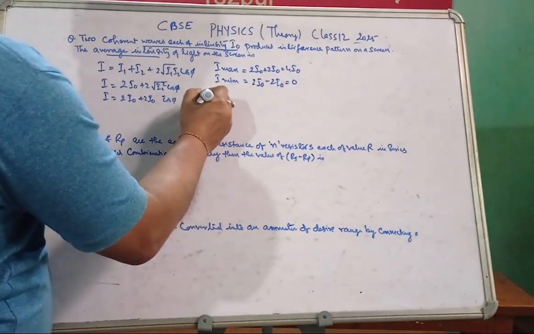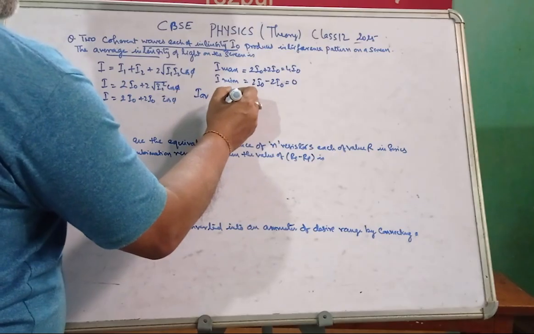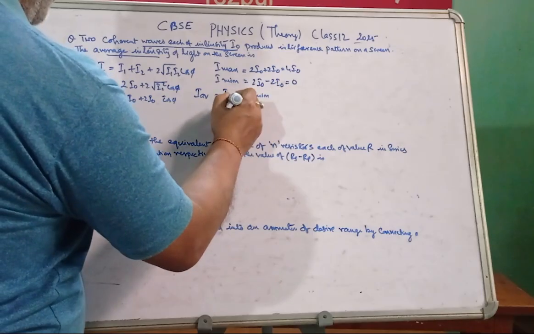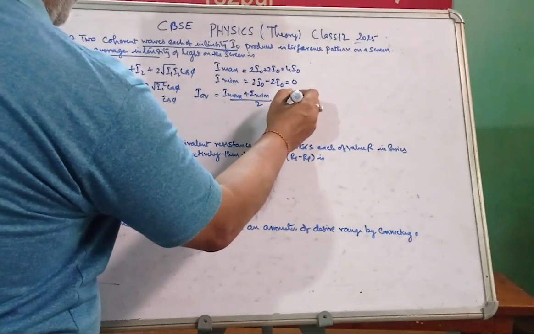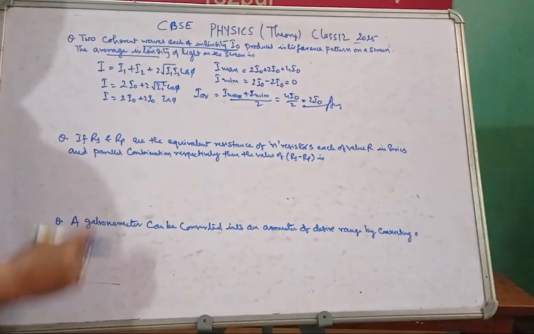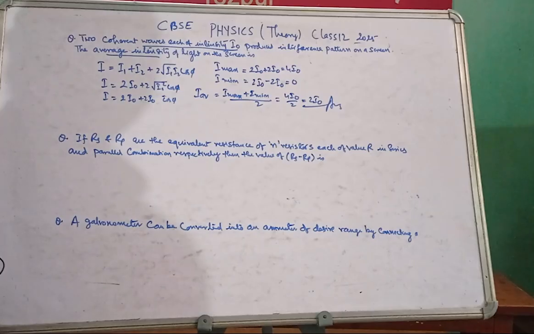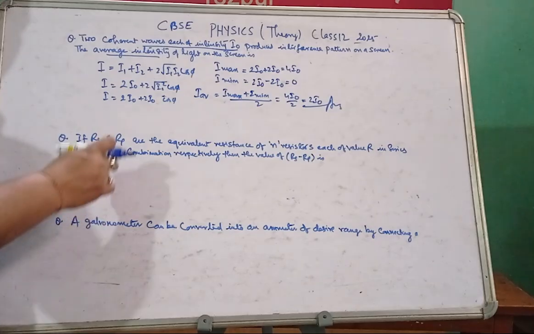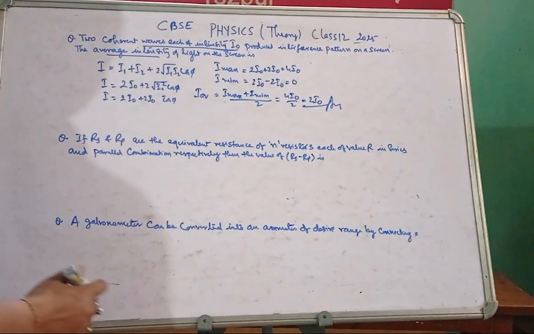So I average will be equal to I max plus I minimum by 2. So this will be 4 I naught by 2, that will be 2 I naught. So this is your answer. This is your formula, intensity at a point, I1 plus I2 plus 2 root I1 I2 cos phi. Because they are coherent sources of the same intensity I naught, it is maximum when phi is equal to 0 and minimum when phi is equal to pi. Now this is your answer.